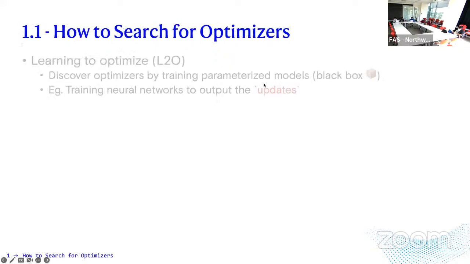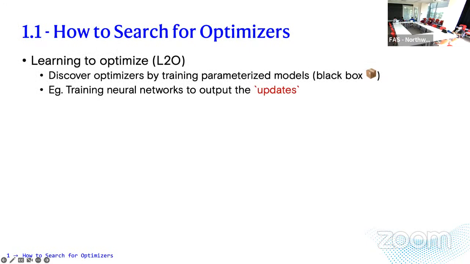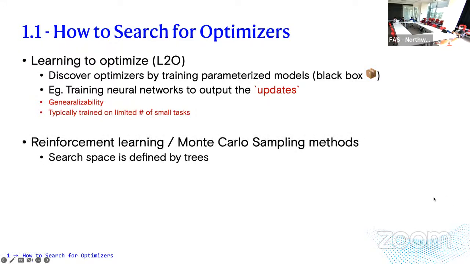When searching for optimizers, there are a couple of ways to do this. There's one approach where we train a neural network to output the updates. So it's sort of a black box method. Because of that, there are generalizability issues, and typically these learning-to-optimize methods are trained on a small number of tasks. So there's a bit of a generalizability issue in this line of work.